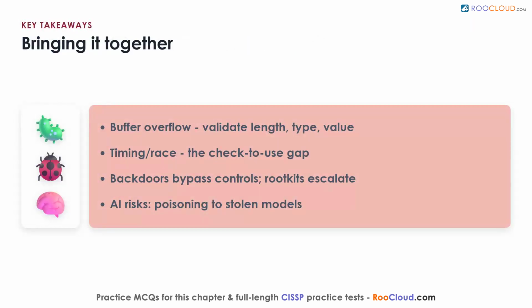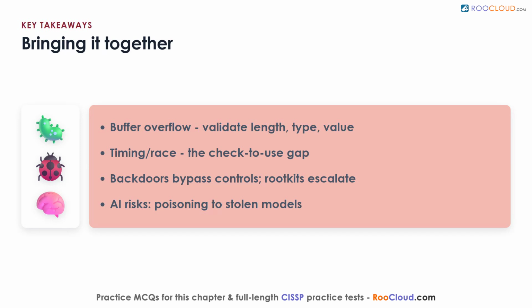So let's bring it together. Buffer overflows spill oversized input into neighboring memory, so validate length, type, and value. Timing attacks exploit the gap between checking and using a resource, the race condition. Backdoors are undocumented entrances that bypass your controls entirely.